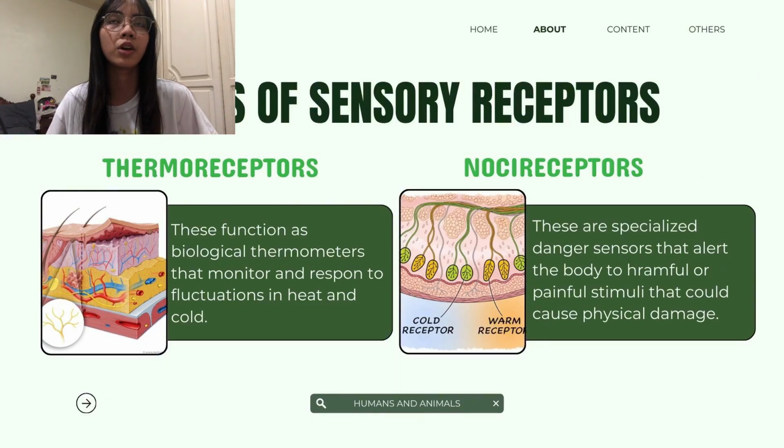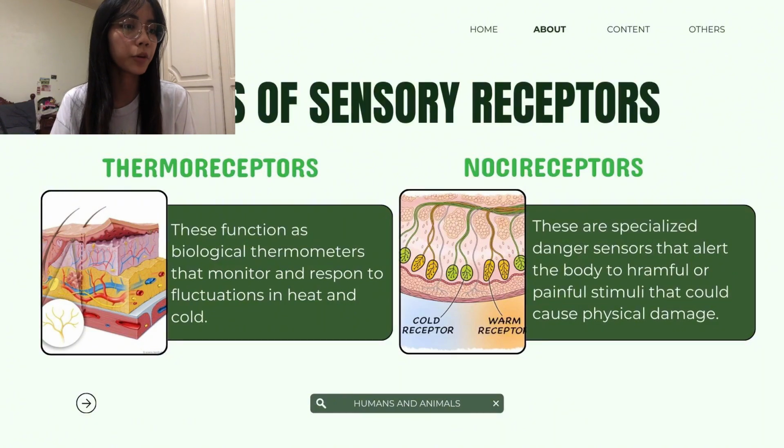Thermoreceptors also help regulate a stable internal environment, because they help us respond to different temperatures. For example, we sweat because it's hot, and we shiver because it's cold.